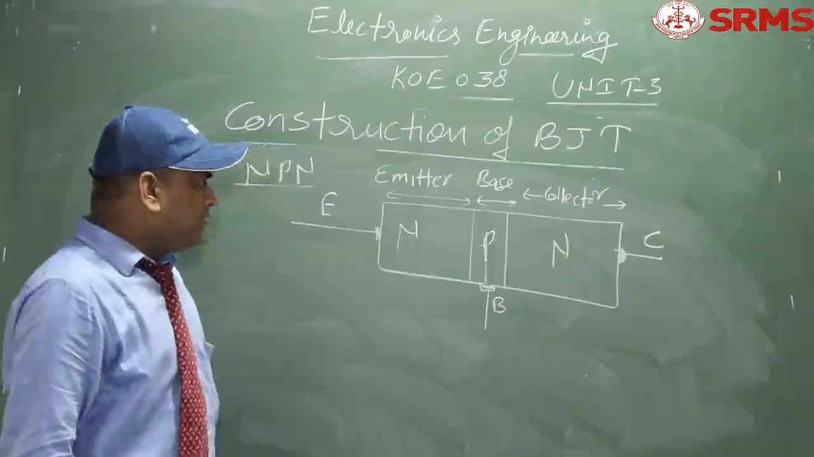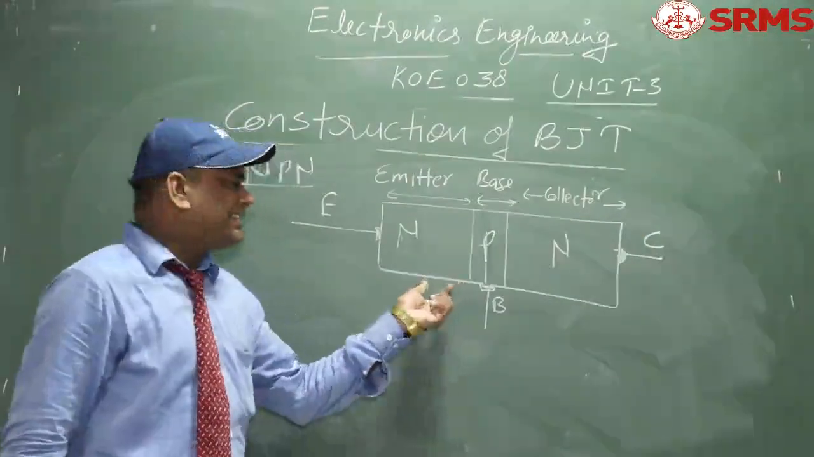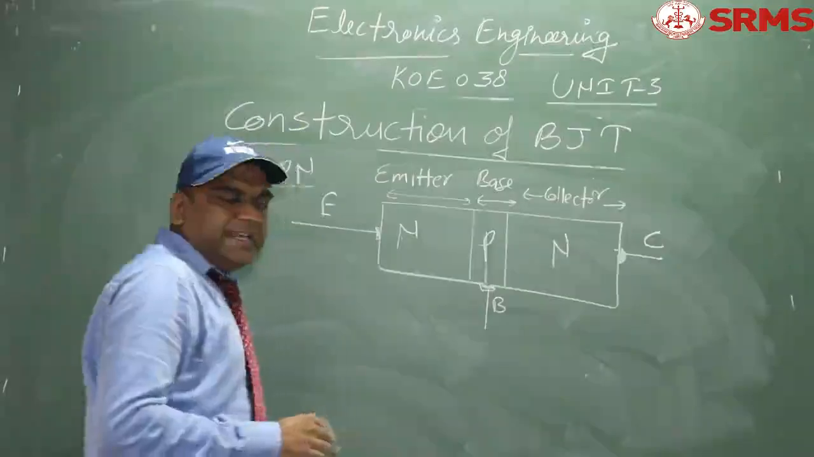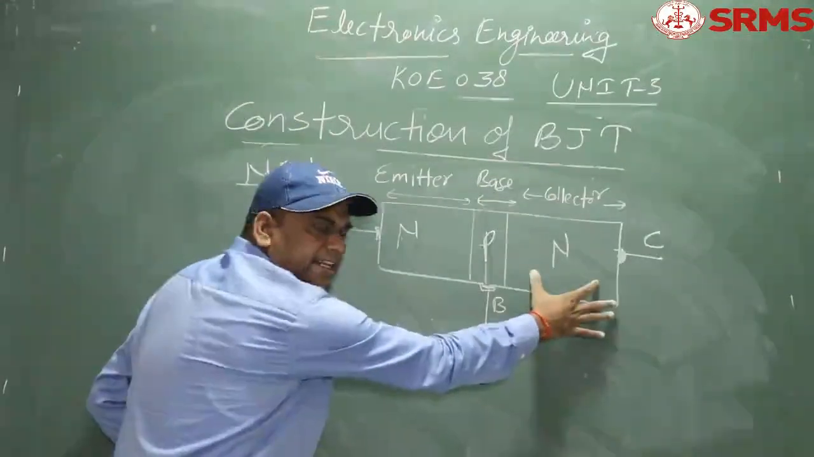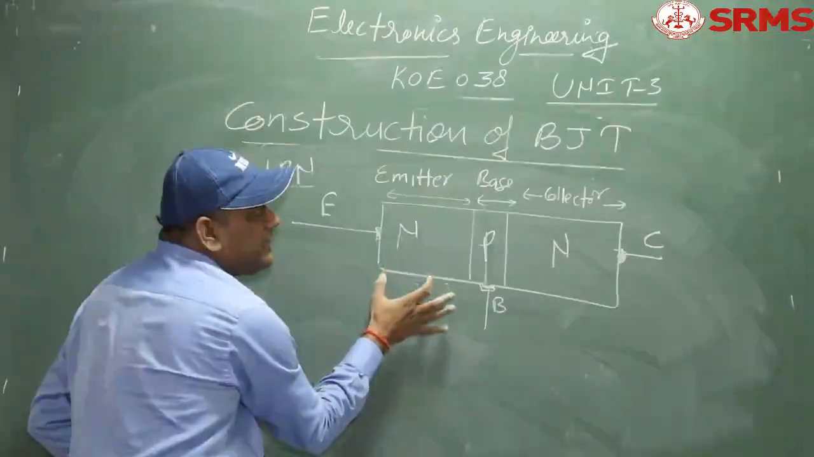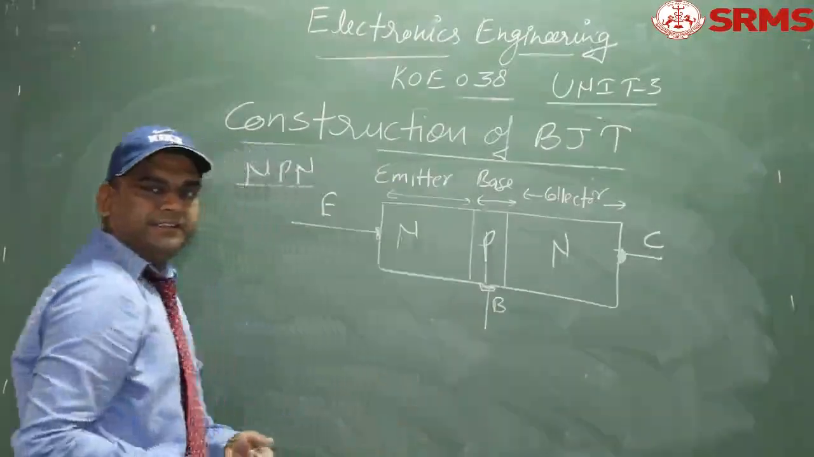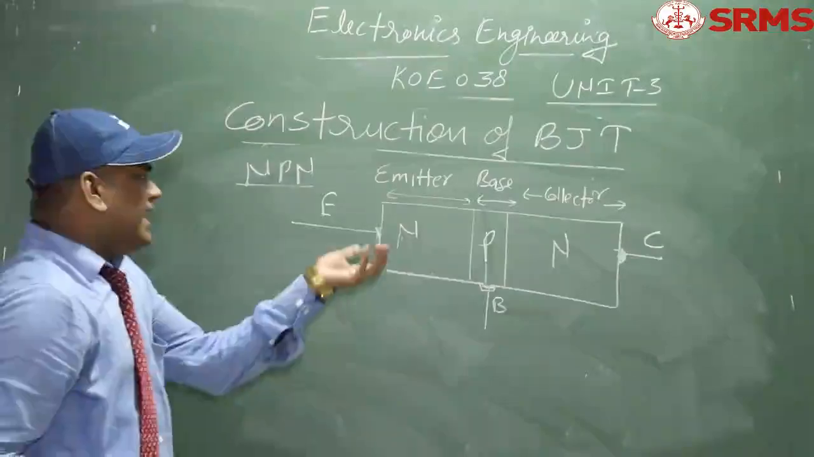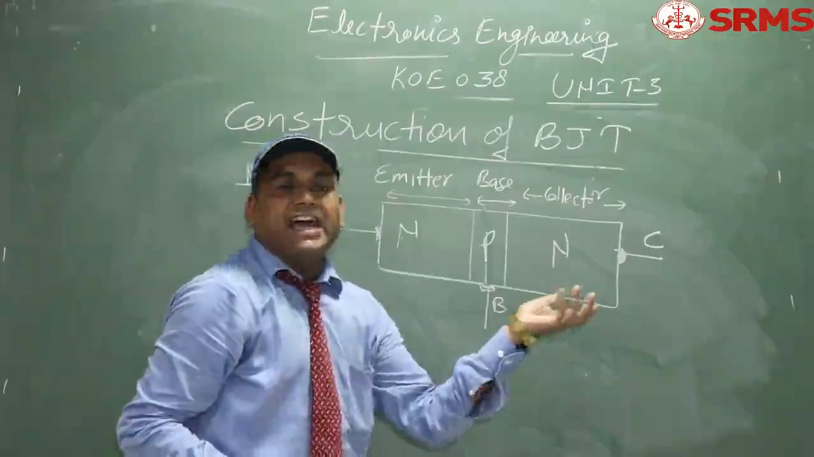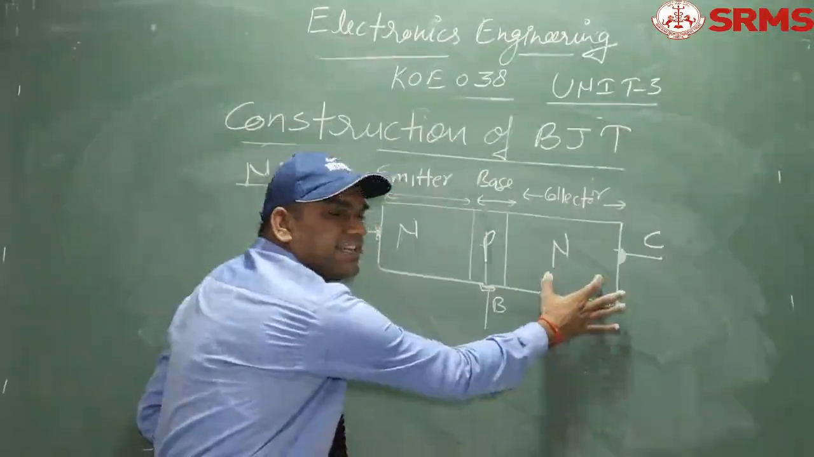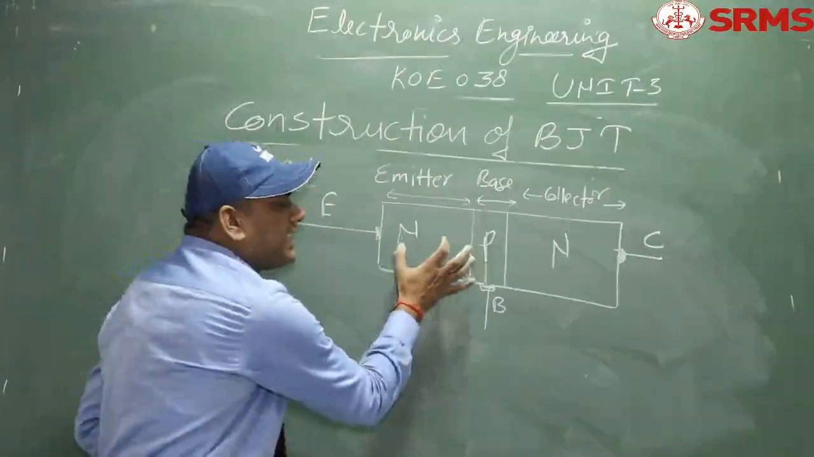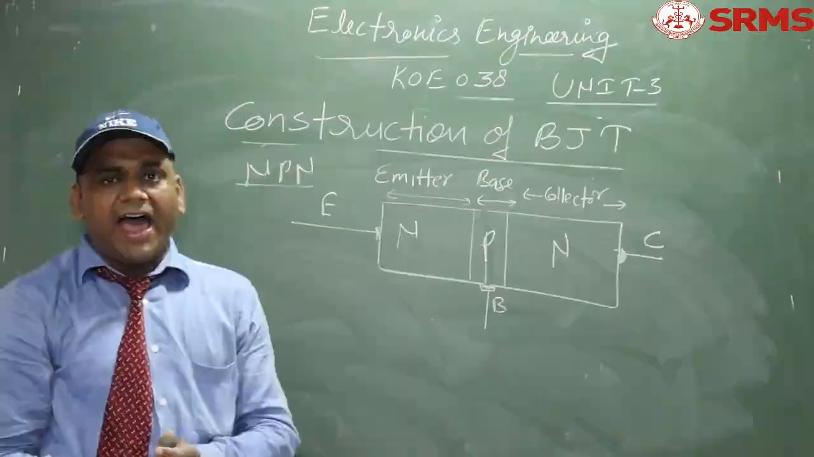Is that clear? So with the help of the diagram, if anybody asks you, the area of the collector is larger compared to the emitter as well as the base. Although it looks like the emitter area and the collector area are the same, more precisely the collector area is larger compared to the emitter area. Is that clear? Why is it so?